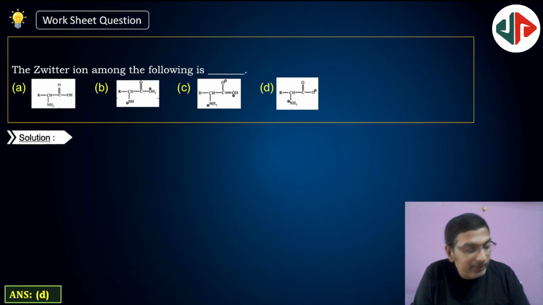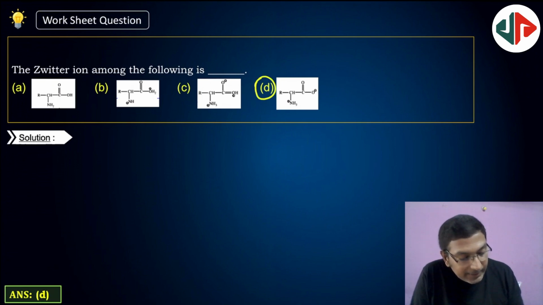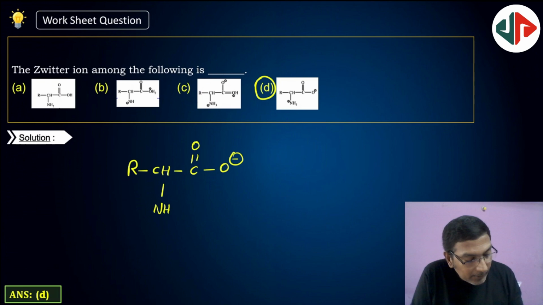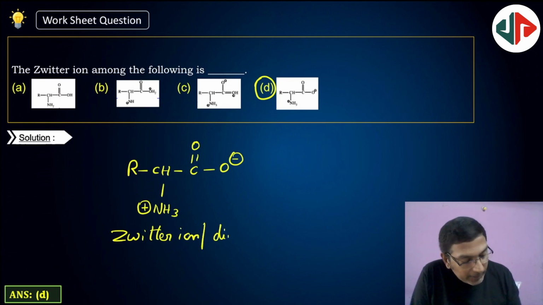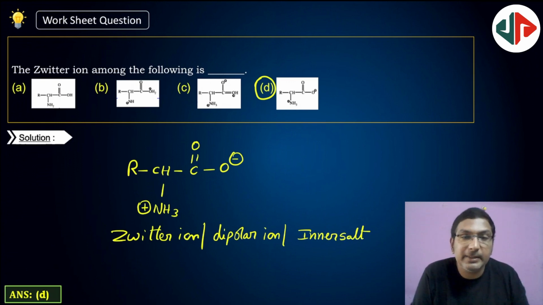So zwitterion from the following is zwitterion. Here clearly option D is zwitterion, which is CHCOO minus and NH3 plus. Zwitterion or dipolar ion or inner salt. These are other names. So both cation and anion are present in the same molecule. Therefore option D simple. Next.